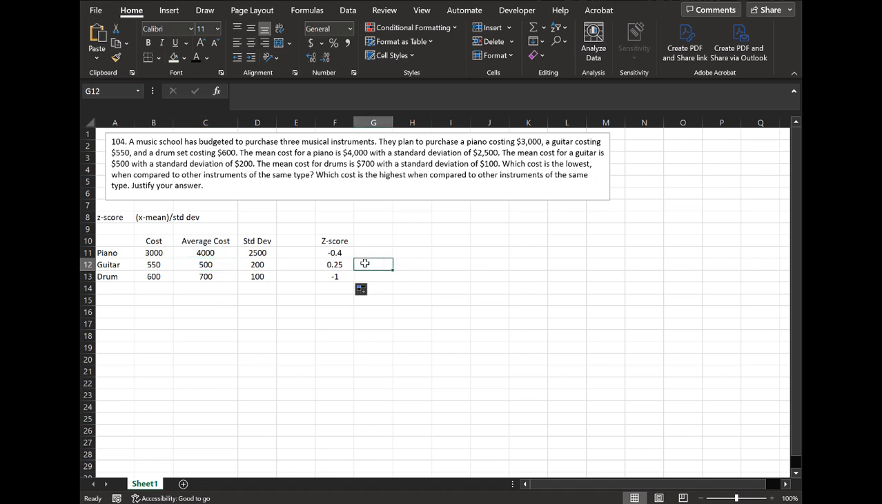The z-score goes a little bit farther in talking about how great of a deal this is relative to everything else. So this piano is 0.4 standard deviations below the average cost, versus this drum is 1 standard deviation below the average cost. So in terms of which is more extreme, the drum is a better deal than the piano. That's what this is getting at. So this is going to be our lowest cost, and the highest is going to be this one. And so that's the answer.